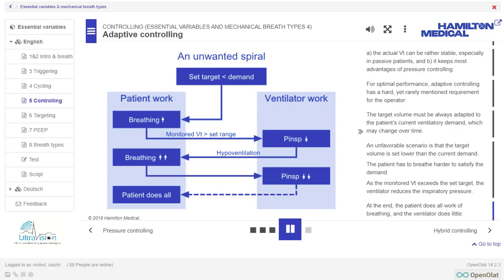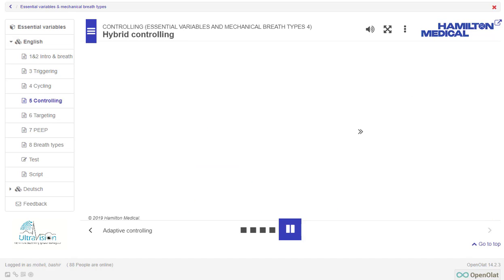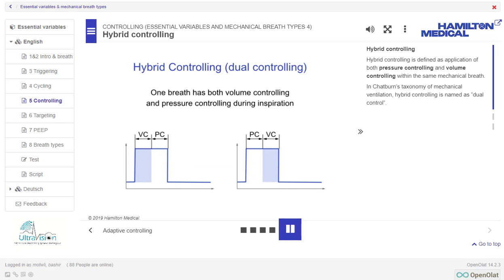At the end, the patient does all work of breathing, and the ventilator does little. Hybrid controlling. Hybrid controlling is defined as application of both pressure controlling and volume controlling within the same mechanical breath. In Chatburn's taxonomy of mechanical ventilation, hybrid controlling is named as dual control.